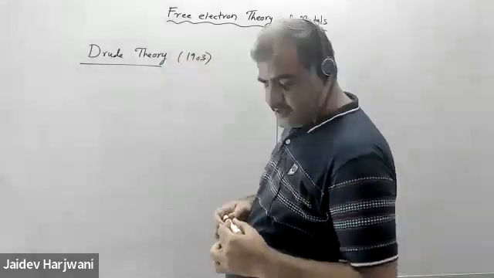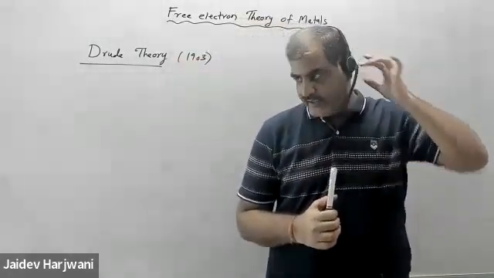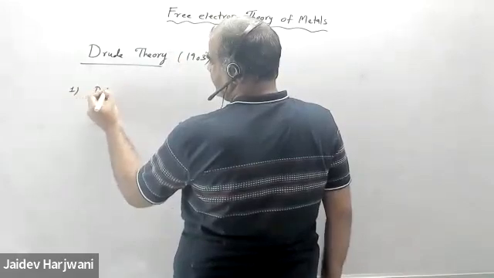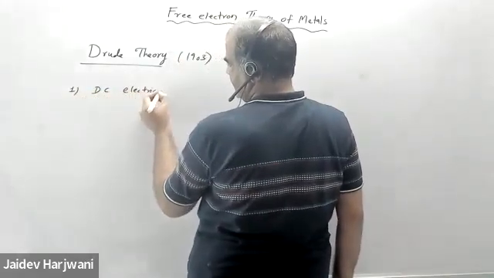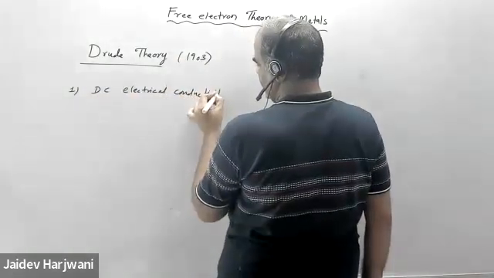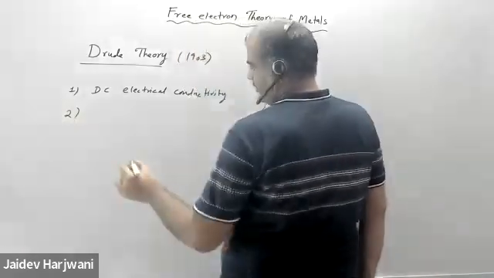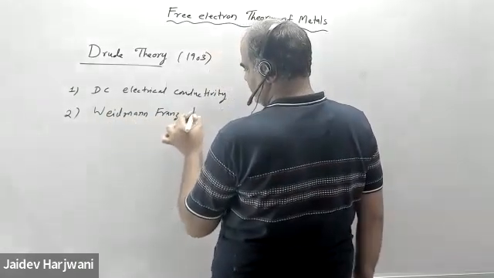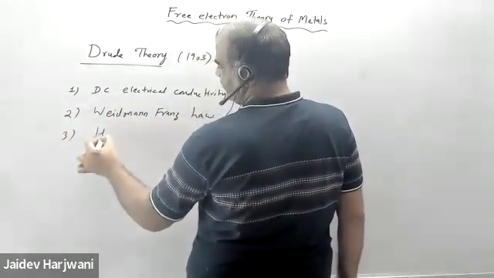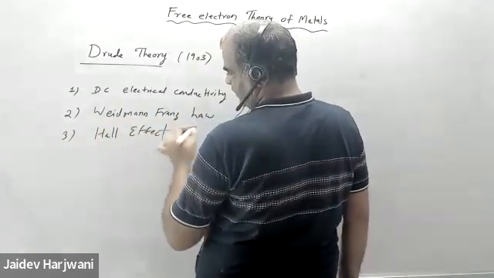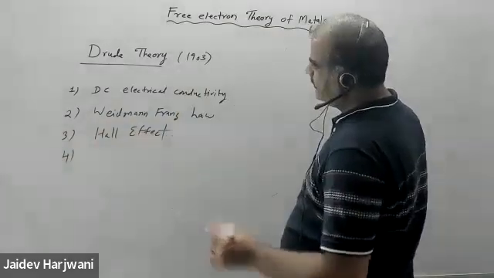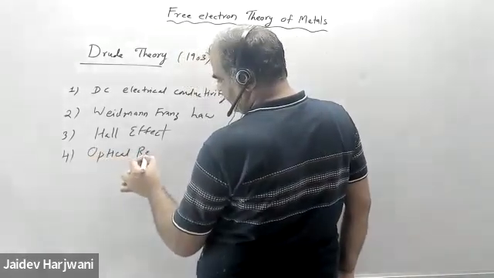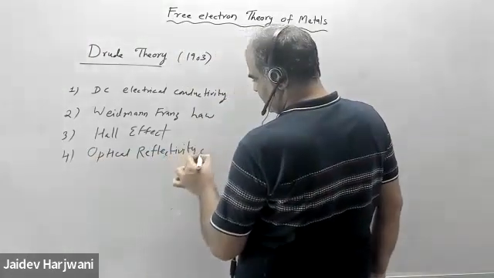This theory is able to explain quite a few properties of metals. Number one, we can explain the DC electrical conductivity of metals. Number two, we can explain the Wiedemann-Franz law. With this theory, we can also explain the Hall effect in metals. We will also see that this theory is able to explain the optical reflectivity of metals.